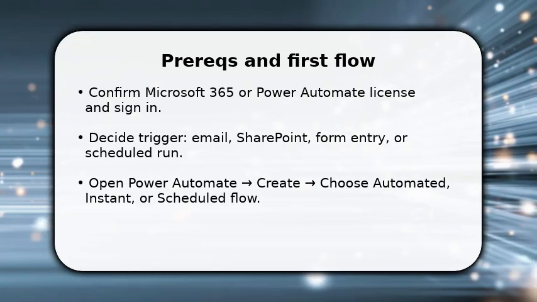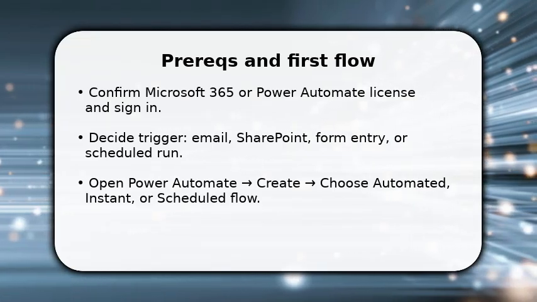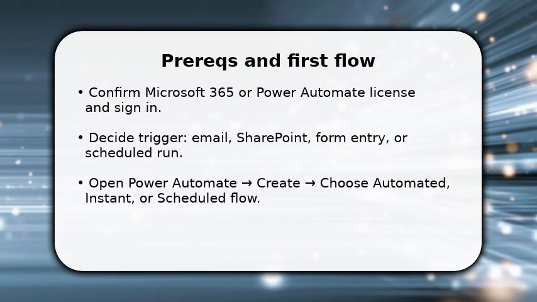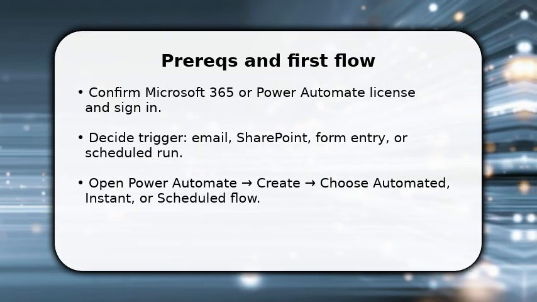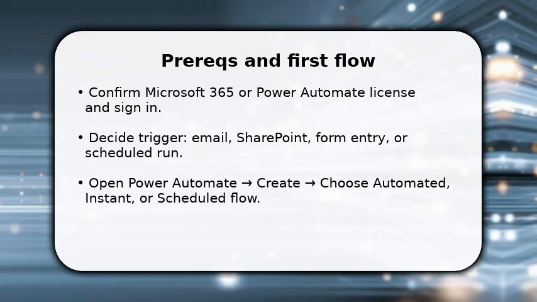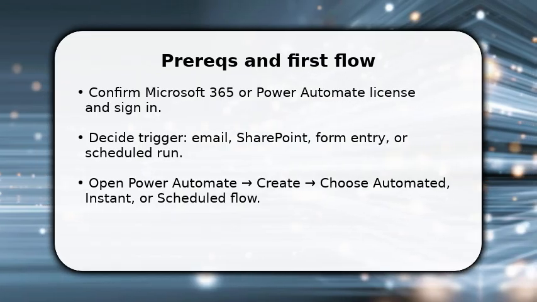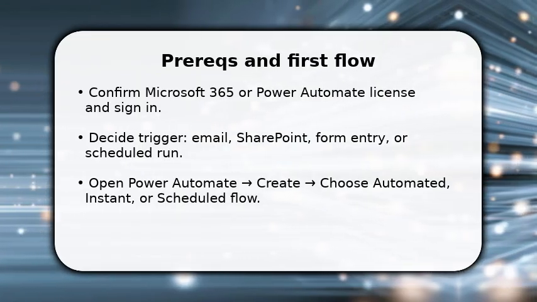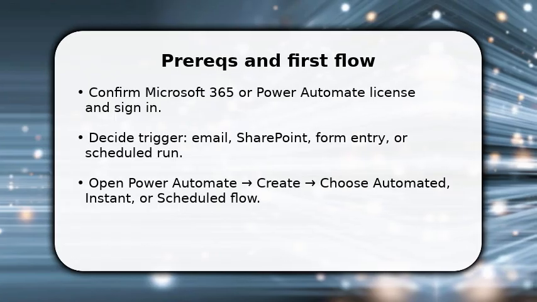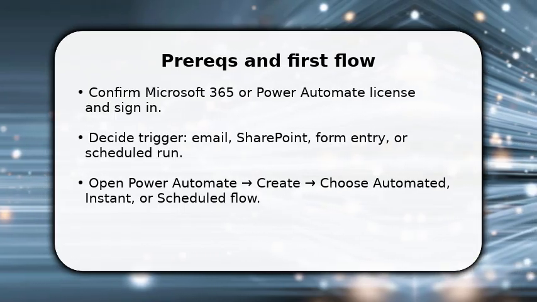Enjoy the video. You already have an account, now start building. First, pick a trigger that matches the event you need: email received, SharePoint item created, form response, or a scheduled time. Once done, select Create and choose Automated, Instant, or Scheduled Flow. Make sure to name it clearly so you recognize it later.